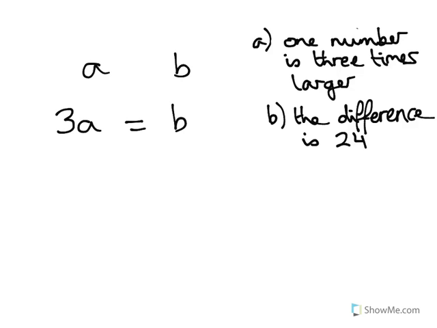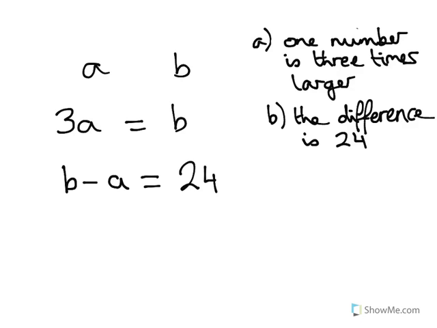For example, if b was 15, a would be 5. 3 lots of a, 3 lots of 5 would give us 15. And we know that the difference between the two numbers is 24. Now the larger number we know will be b. And if the difference between the numbers equals 24, we know that b minus a equals 24.